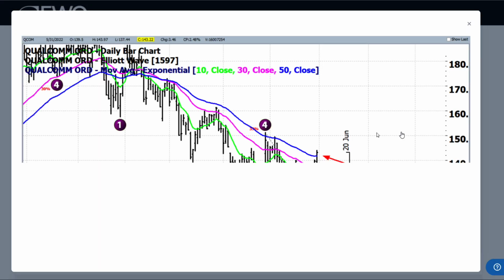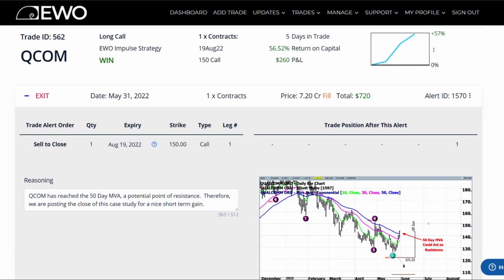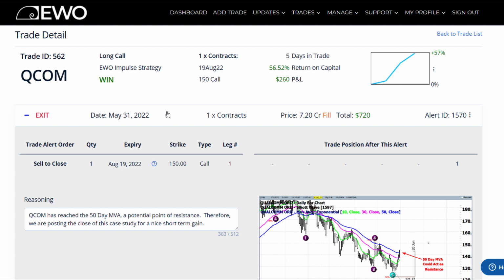And you can see we didn't quite bounce all the way up to the wave 4, but we did get right to the 50-day moving average, which we were concerned was going to act as a little bit of resistance, and we had separation from the 10-day moving average, meaning that short term, with those 3 big up days, we were a little bit overbought. So we went ahead and took the 56% in those 5 days, which I think most people would take. A 56% return in 5 days.